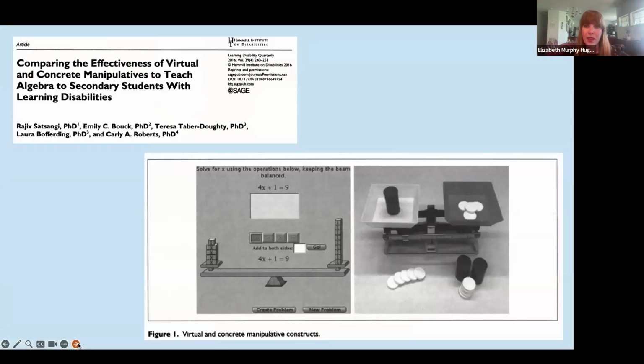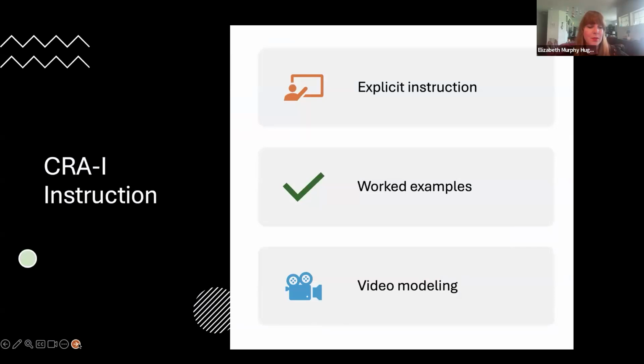Okay. The next few slides, I'm just going to share different aspects of the literature where virtual or concrete manipulatives were used to teach algebra. If you're interested in any of these articles, you can email me, and I'm happy to share them. I'm not going to go into each one in depth. I just want to show you different examples of the research out there supporting manipulatives to teach algebra.